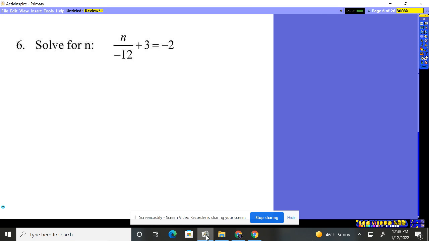Number 6, solve for n. Now, n is being divided by -12. To that whole thing, you're adding 3, and it equals the number -2.